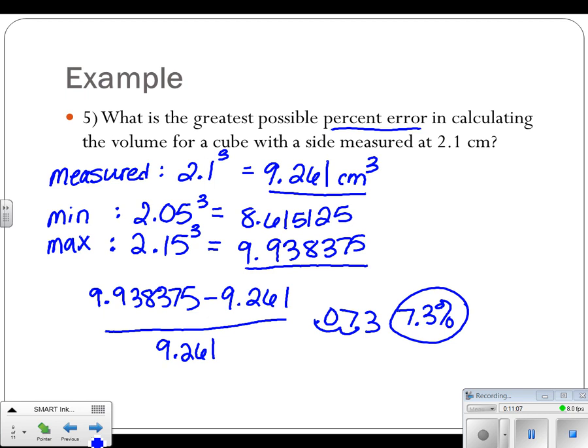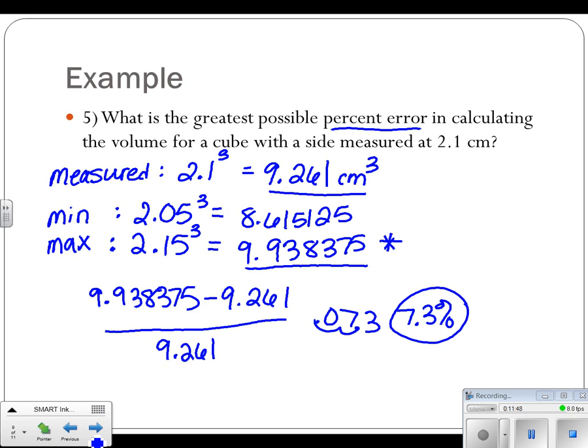So once again, it says, what is the greatest possible percent error in calculating the volume for a cube with the side measured at 2.1? The reason why I use the maximum right here is because it asked us for the greatest possible percent error, and you're going to get a bigger difference taking the maximum from the actual than the minimum from the actual. So we had the biggest difference in the maximum. So we took that maximum estimation, subtracted the actual measured volume, divided by the actual volume.